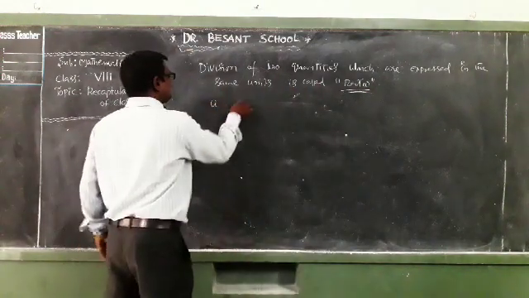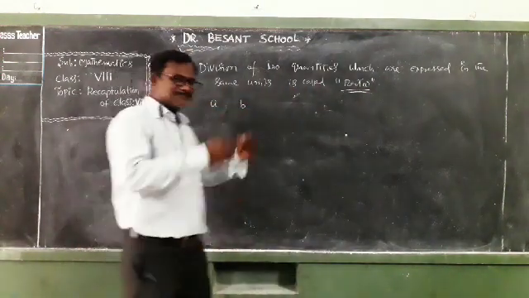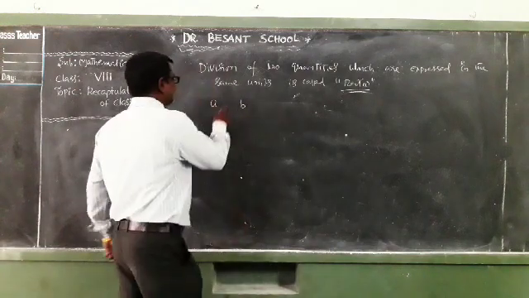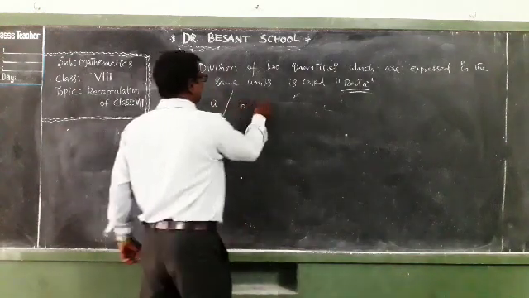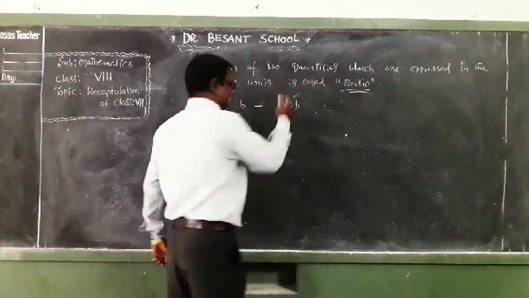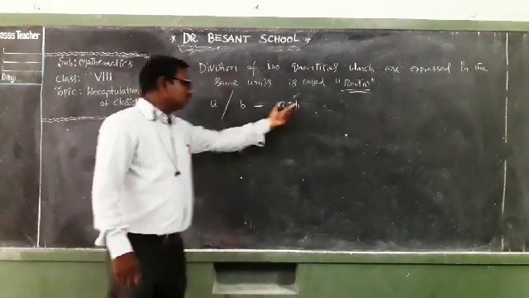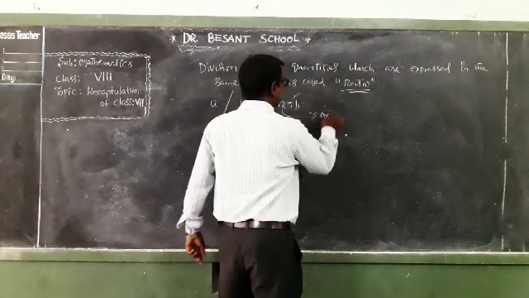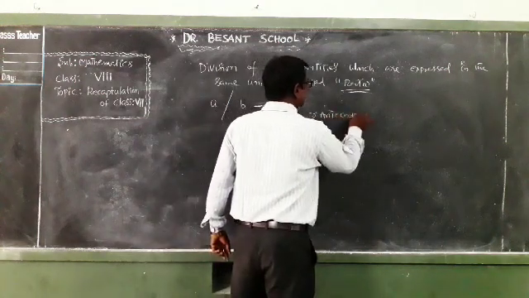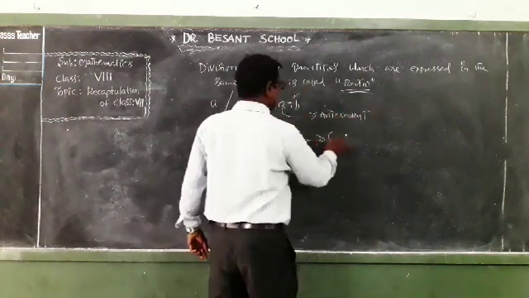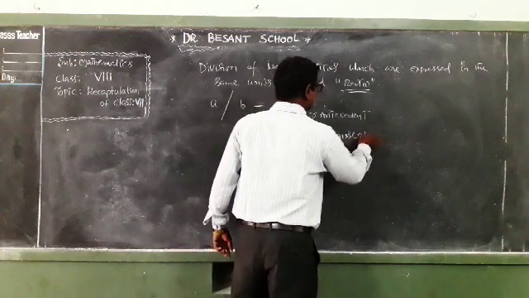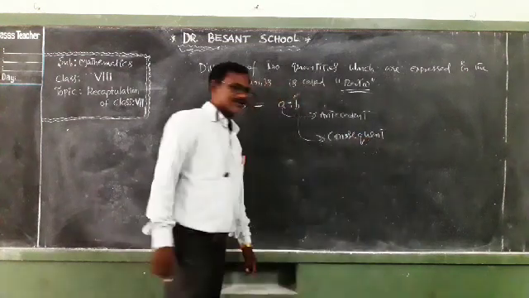For example, A and B are two quantities expressed in the same units. When you divide A by B, another form is A is to B. In the ratio A is to B, A is called antecedent and B is called consequent. Okay children.